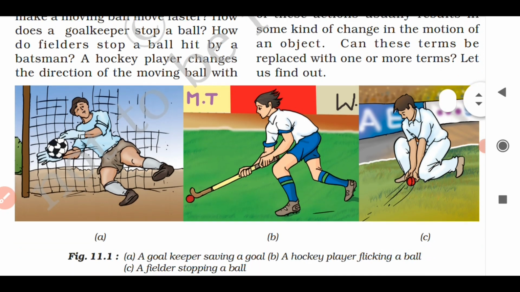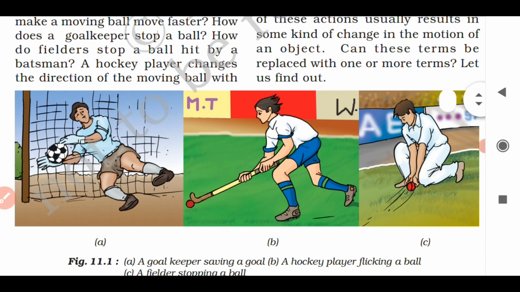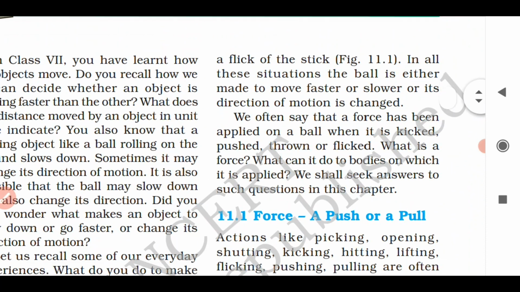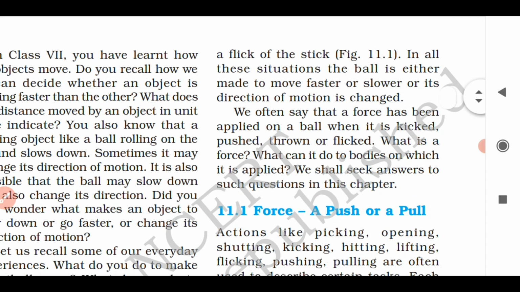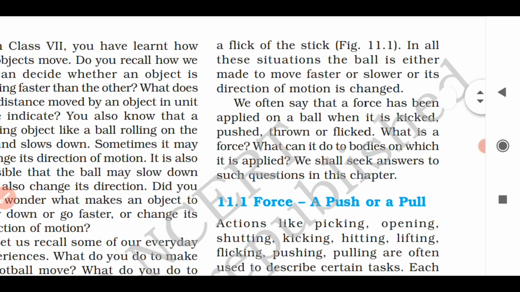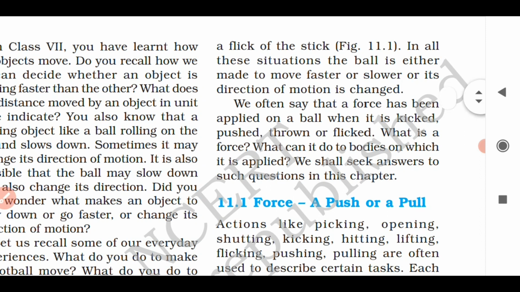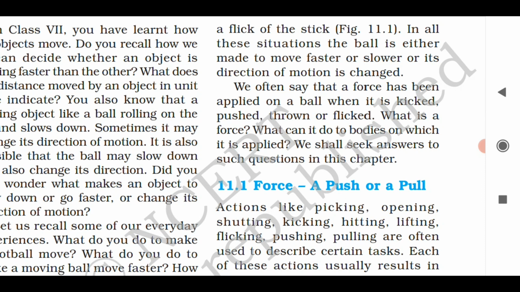In figure B, you see a hockey player changes the direction of the moving ball with a flick of the stick, right? So again, the hockey player has to apply force with the help of the stick. That means he is applying a force. In all these situations the ball is either made to move faster, or made to move slower, or made to change its direction of motion. Understood? So we often say that a force has been applied on a ball when it is kicked, pushed, thrown or flicked.